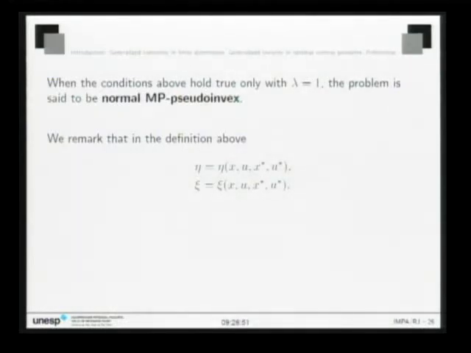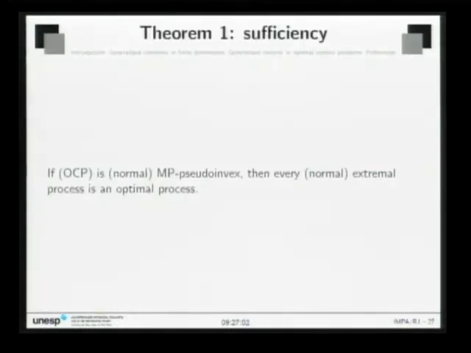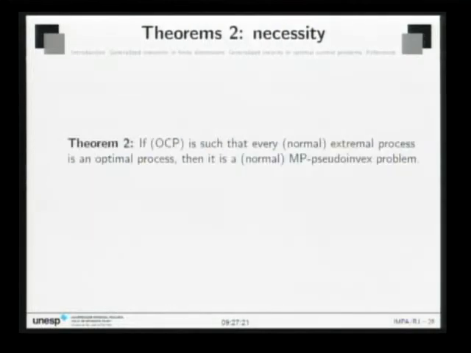When the previous condition is true with lambda equal to 1, the problem is said to be normal MP sub invex, when you can choose lambda equal to 1. So then we come to the sufficiency, which says, if the OCP is MP sub invex, then every extremal process is an optimal process. So this is the result. I'm not going to show the proof, but we have this in the paper. And then we also prove that if the OCP is such that every extremal process is an optimal process, then it is an MP sub invex problem. Here I wrote normal because if the extremal is normal, then the problem is normal MP sub invex. I wrote two results in one, okay?